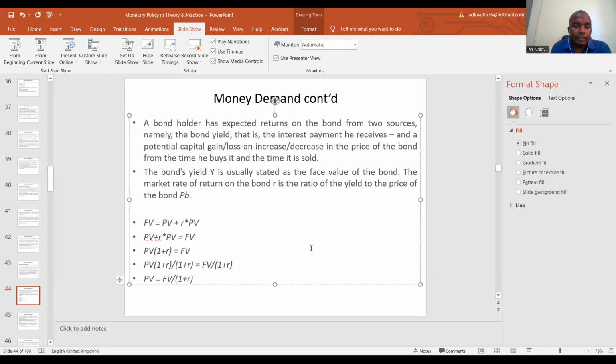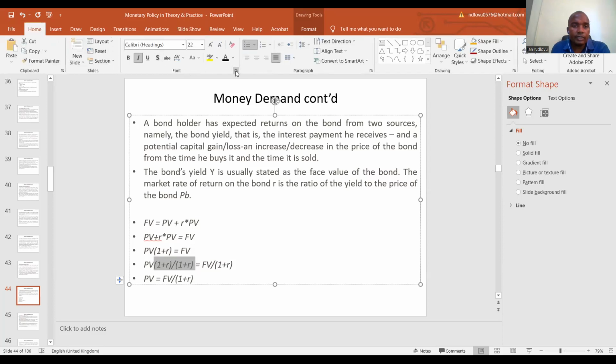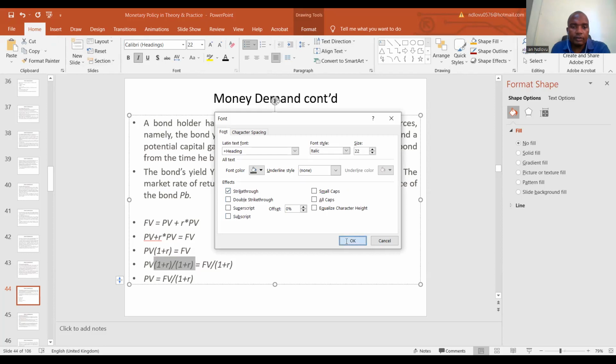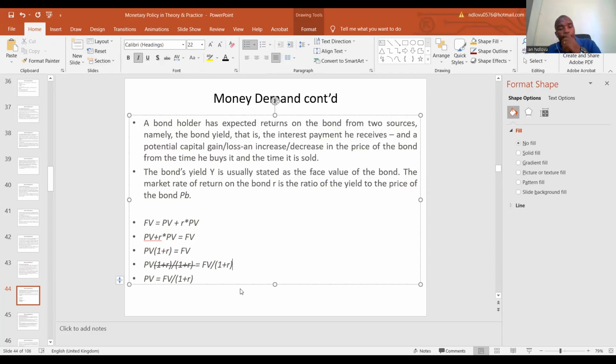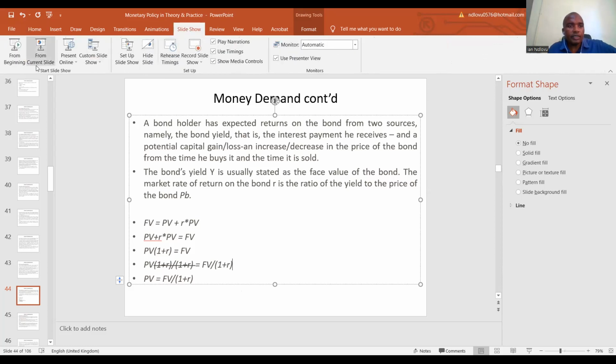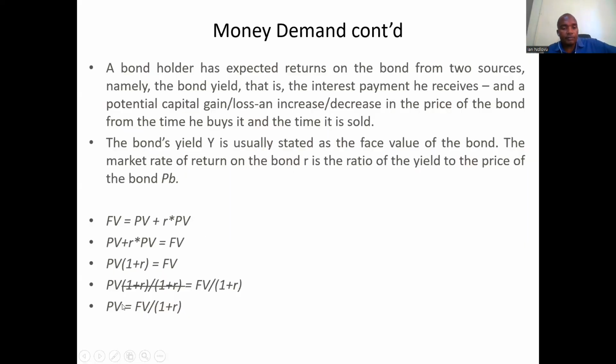So I can cancel that. These two, they cancel each other out. Those two, they cancel each other out. So I remain with PV being equal to FV over 1 plus R. So this simply tells us that the current value, the present value of a bond is inversely related to the interest rate which is prevailing.